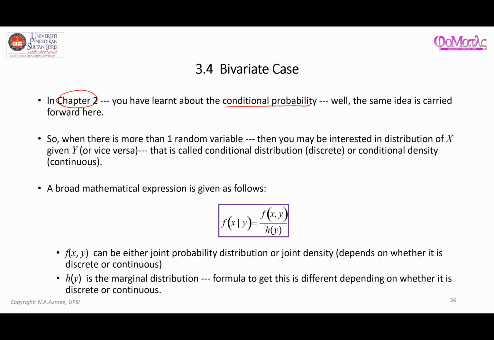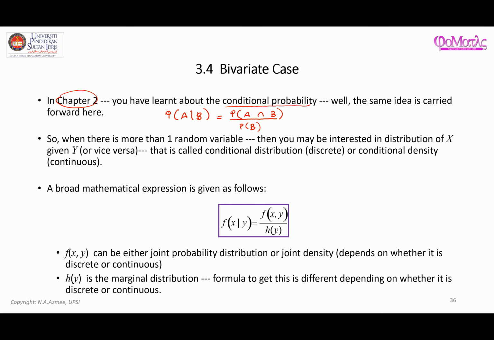Remember that in chapter 2 you have learned about the idea of conditional probability. Let's say you have probability A given B. In this case, B has already happened, so we can supply the information right here at the bottom. We can find the probability of B. And at the top part here we have the probability of A intersects with B. So that's the formula to find conditional probability.